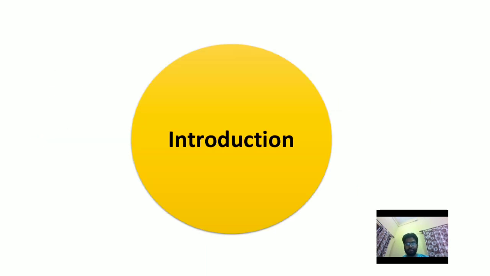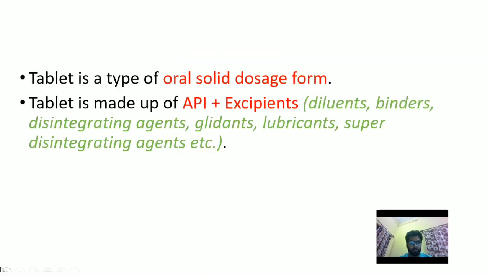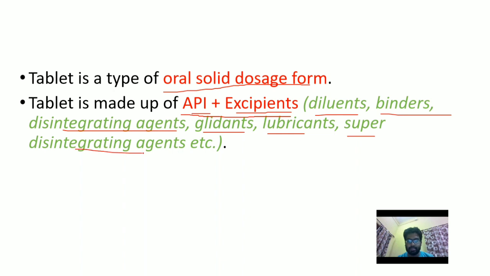See, first, introduction. What is a tablet? A tablet is a solid oral dosage form, and it is generally made up of API, I mean the drug, plus excipients. The commonly used excipients are diluents, binders, disintegrating agents, glidants, lubricants, super disintegrating agents, all these.